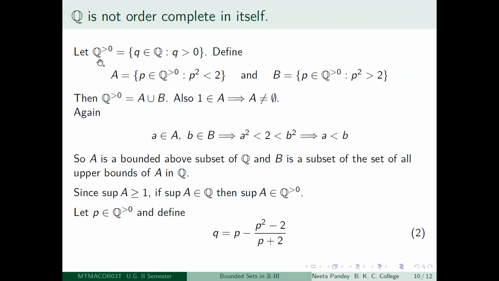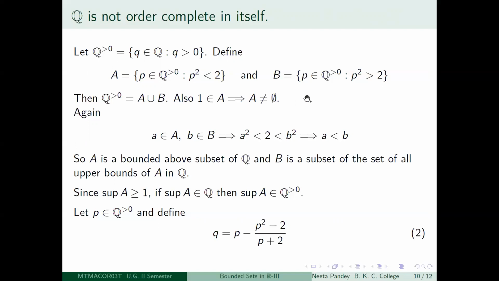So there is no hard and fast rule. Any notation would work. I have chosen this, that Q greater than 0 means the set of all positive rational numbers. Now you define two sets, subsets of this. Take all positive rational numbers p for which p squared is less than 2, call that set A, and take the set of all positive rational numbers p so that p squared is greater than 2, call it B.